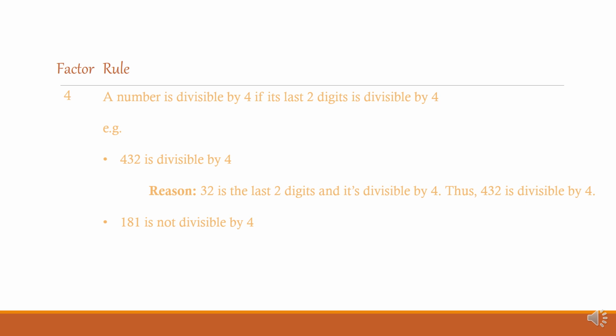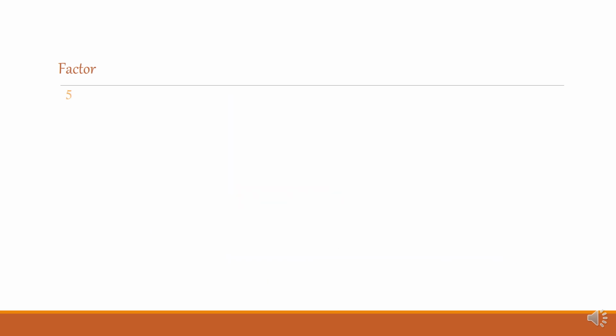32 in the first example is the last 2 digits. And because 32 is a multiple of 4, it is divisible by 4. This means that 432 is divisible by 4. And for our second example, 81 is the last 2 digits. And because 81 is not a multiple of 4, it's not divisible by 4. This means that 181 is not divisible by 4. I do hope you are following.